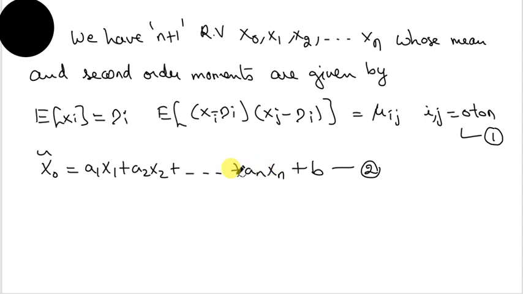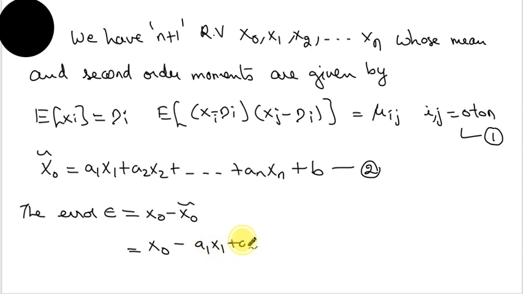Now the error, in general epsilon is also used to denote this. So the error, let me call it epsilon, is given by x0 minus this approximation x0 tilde. So this value is nothing but x0 minus (a1 x1 plus a2 x2 plus etc. plus an xn plus b). Now with this as equation number 3, let me move forward.